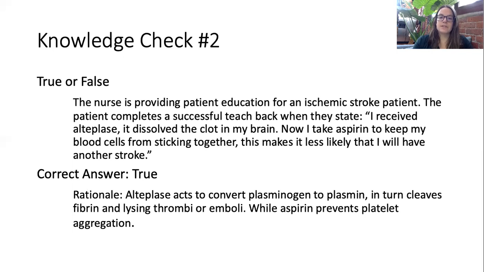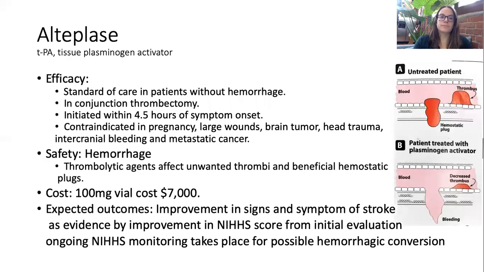Alteplase acts to convert plasminogen to plasmin, which in turn cleaves fibrin and lyses thrombi or emboli, while aspirin prevents platelet aggregation. Alteplase efficacy is a standard of care in patients without hemorrhage. It can be used more recently in conjunction with thrombectomy to improve outcomes even further.